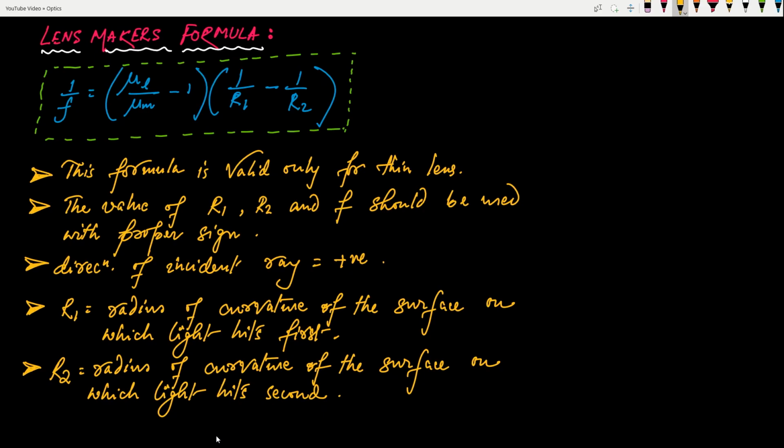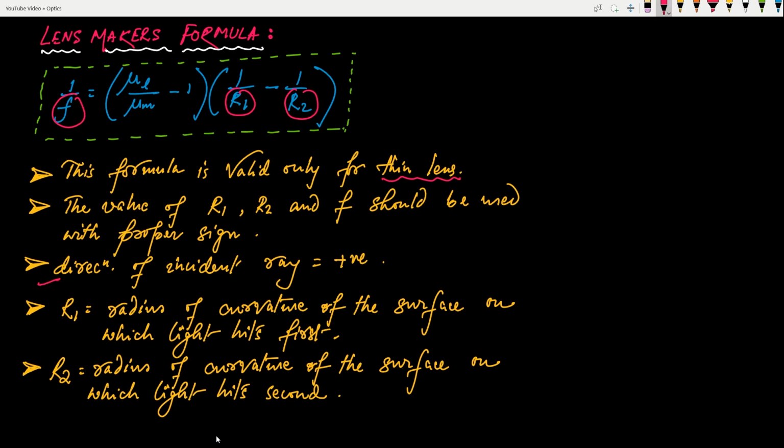Now let's dissect the Lensmakers formula that we have recently derived, that is 1 by f is equal to the refractive index of the lens divided by the refractive index of the medium in which the lens is kept, minus 1, multiplied by 1 by r1 minus 1 by r2. The first point to remember is that this formula is valid only for thin lenses. Second, if the values of r1, r2 and f are given in your question, you need to use these values with proper sign. The sign convention has already been taught.